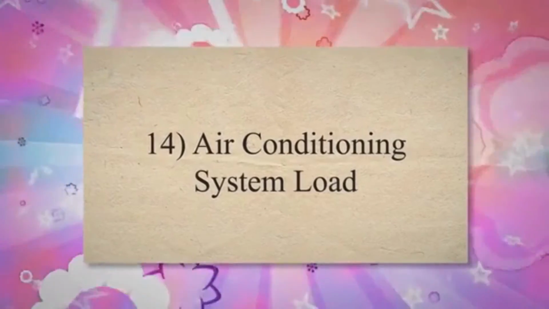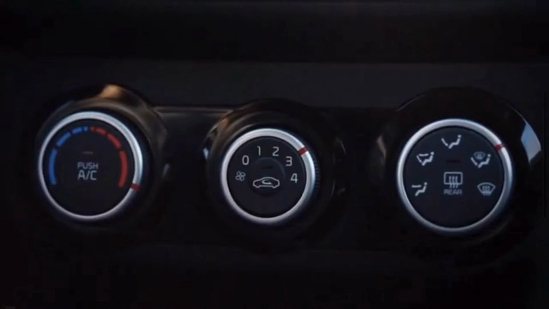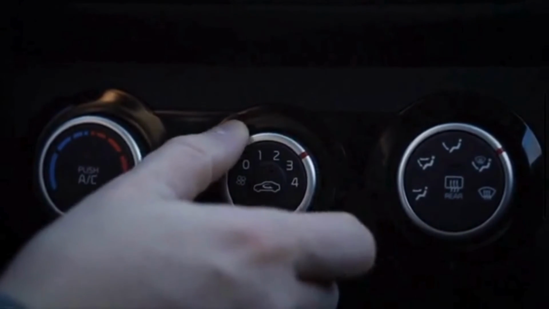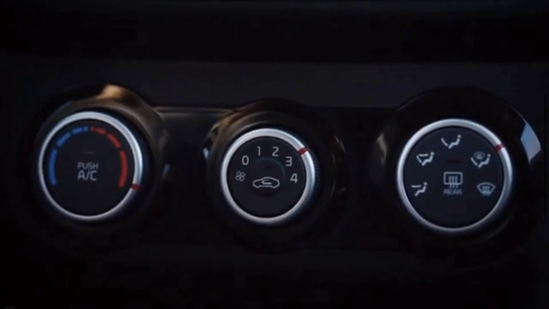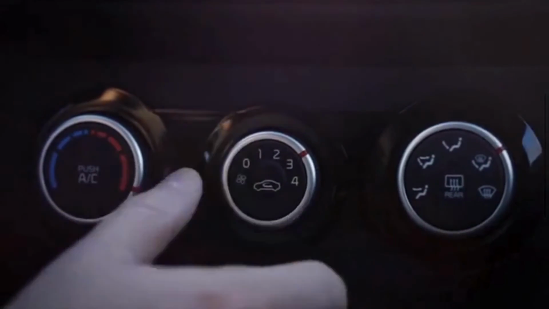14. Air conditioning system load. Activating the air conditioning system puts an additional load on the engine. If the system is malfunctioning or the load is excessive, it can divert power from acceleration to operate the AC compressor. This results in reduced performance.